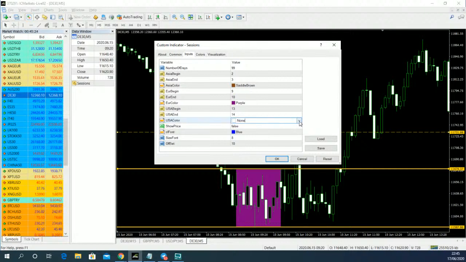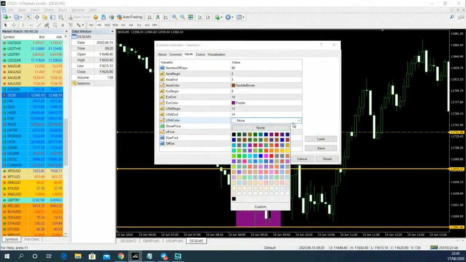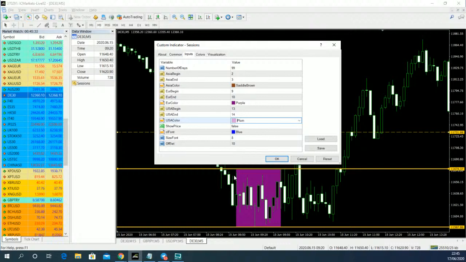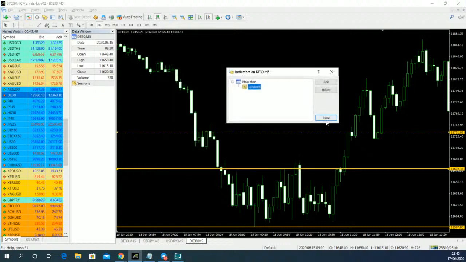All right, so this America, what color should we give it? Let's give it plum tomato. Okay, so let's give it plum. Where you see the saddle brown, it will be Asia. When you see the purple, it will be Europe. When you see the plum, it will be America or US. There we go.